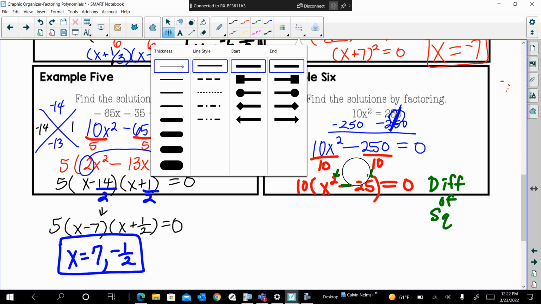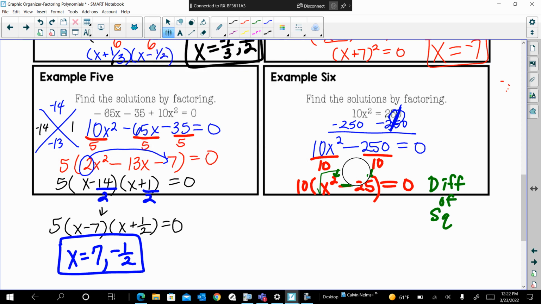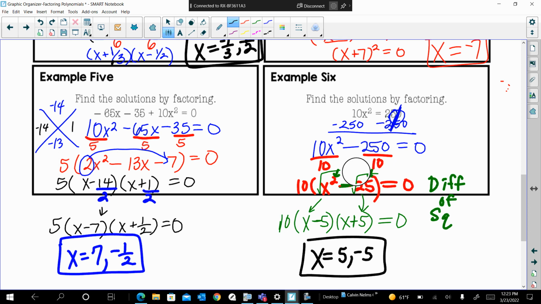When I have difference of squares, I just need to take the square root of both of them and write x minus 5 and x plus 5 equals 0. Because the square root of x squared, I get the x right there. Square root of 25 gives me the 5. When you have a difference of squares, you have to have different signs, a negative and a positive. So my solution, x, is just positive 5, comma, negative 5. Two different signs for difference of squares.